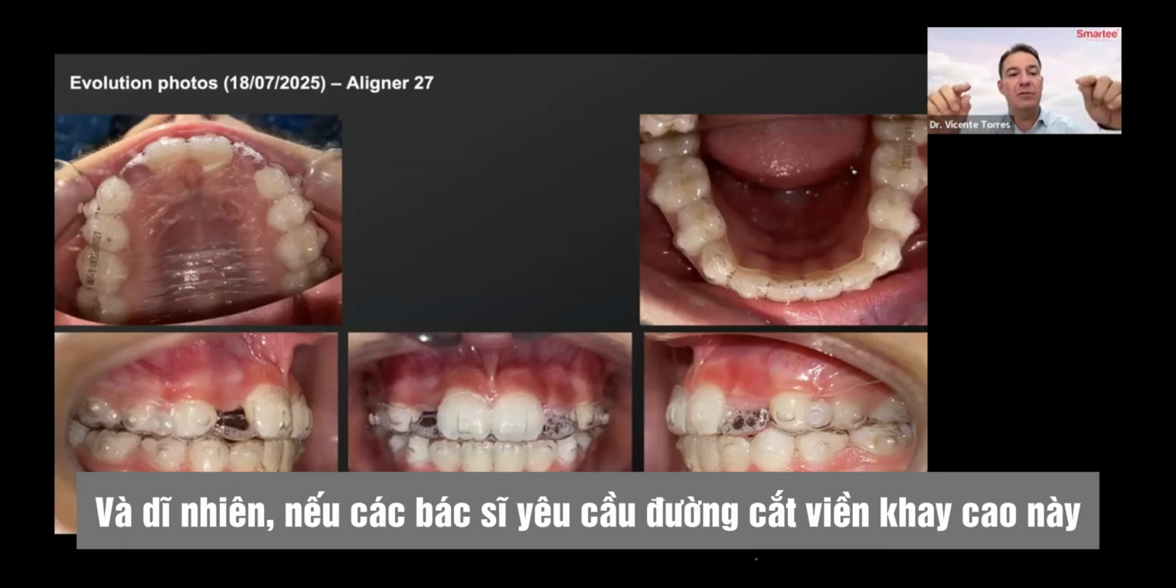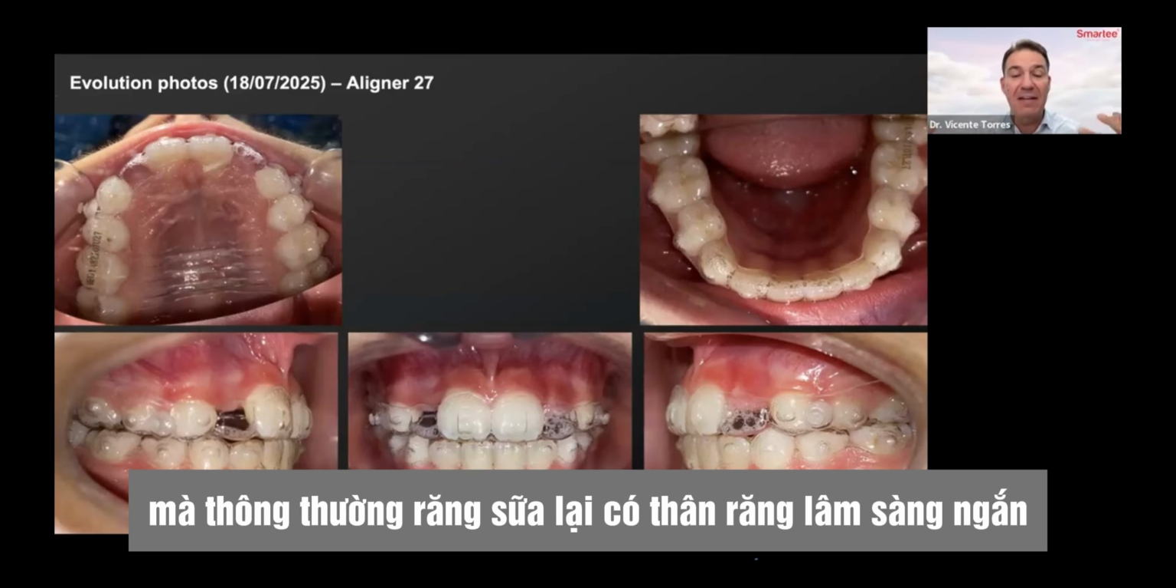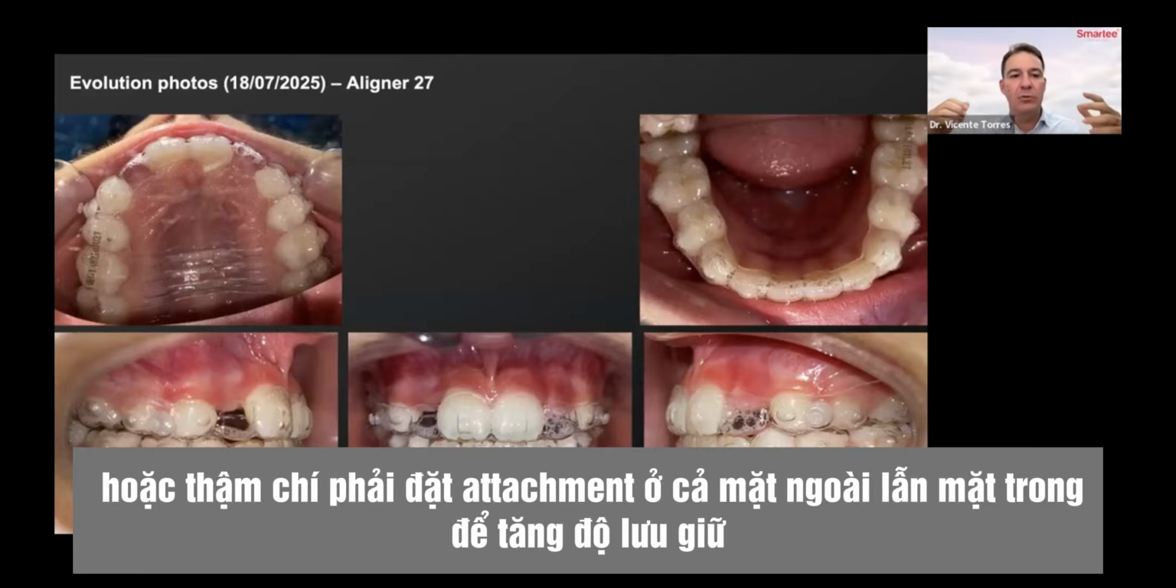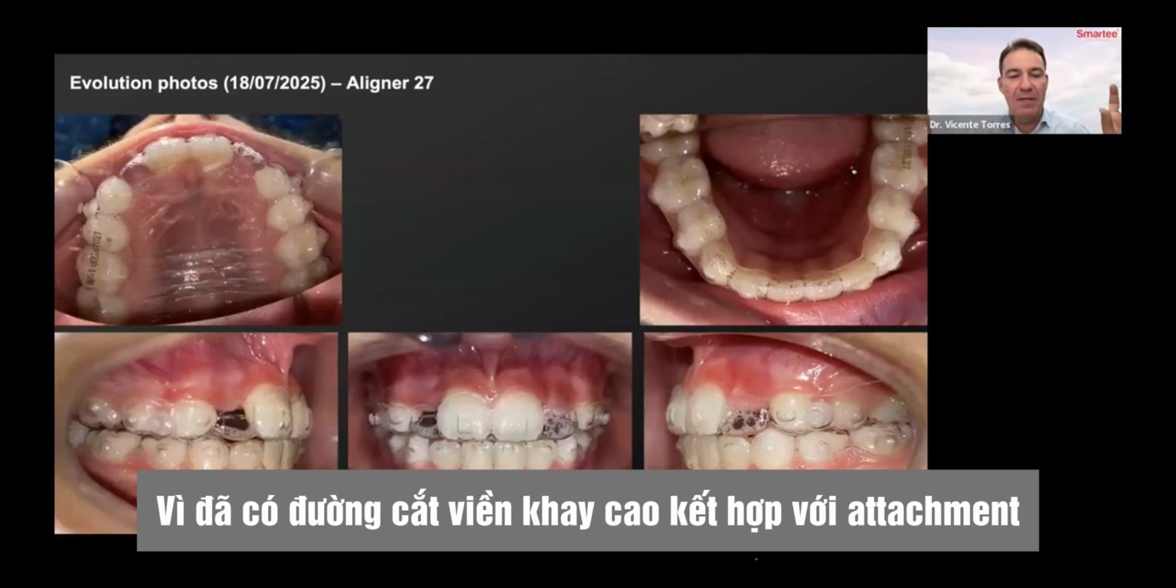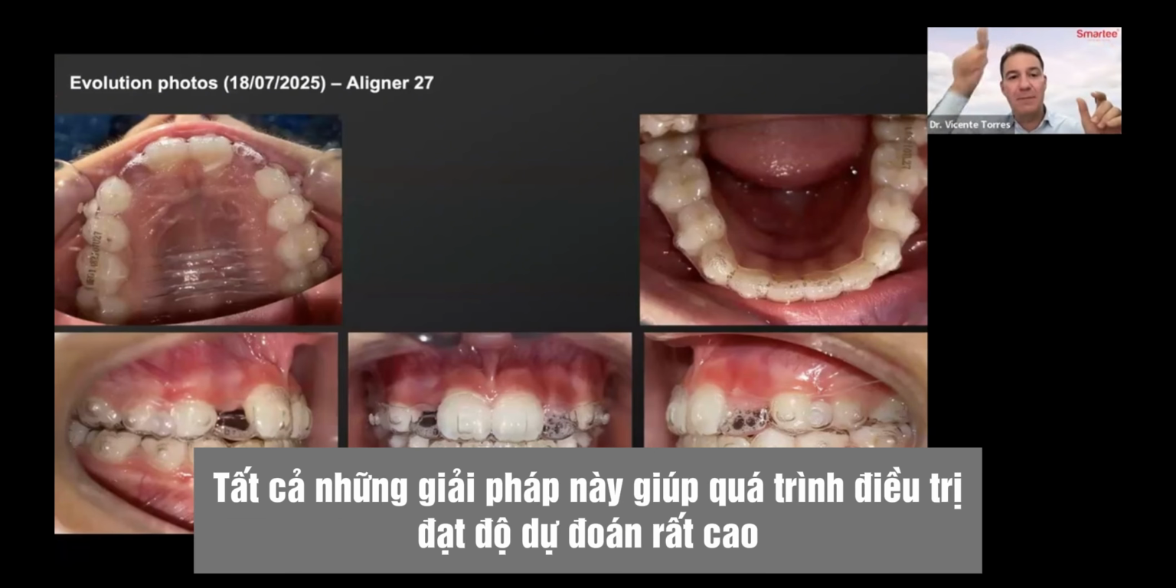And of course, if you ask for this high trim line, what happens? You cover the teeth, and normally the baby teeth have a small crown, so with other brands you need to put a lot of attachments, sometimes not only on the buccal surface but on the lingual surface as well, to have more retention. With Smartee, it's not necessary to do that. Why? Because you have the high trim line with the attachment, and of course the S11 solution, the expansion transpalatal bar. So all of these solutions make my treatment very predictable.